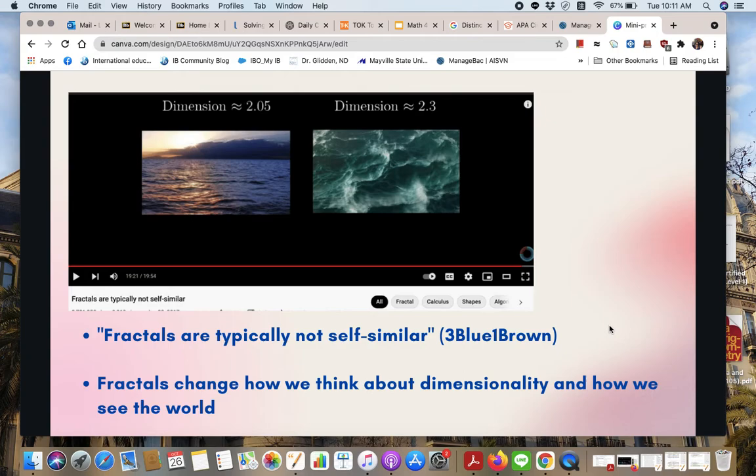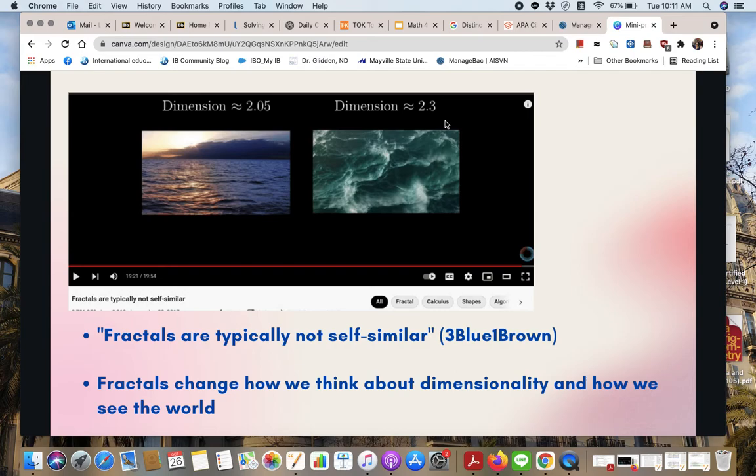So, at the end of this discussion, Anderson used 2 different dimensionalities. As you can see from here, one is of a relatively peaceful surface, and you can see that the dimension is about 2.5. And the other is of the sea in a storm. You can see the change of dimension. It becomes about 2.3. He concluded that fractals can actually change how we think about dimensions.